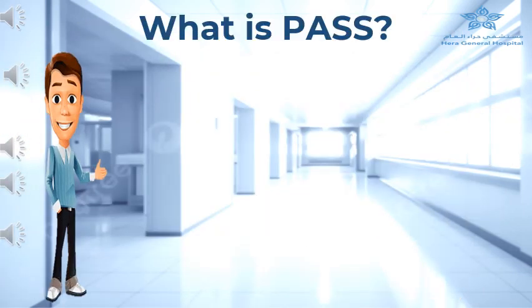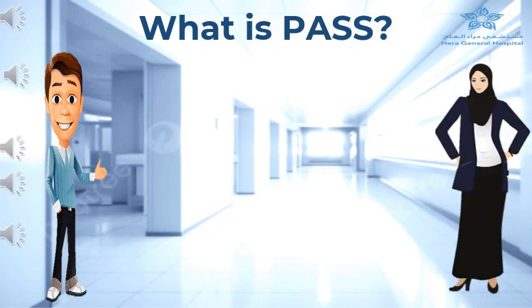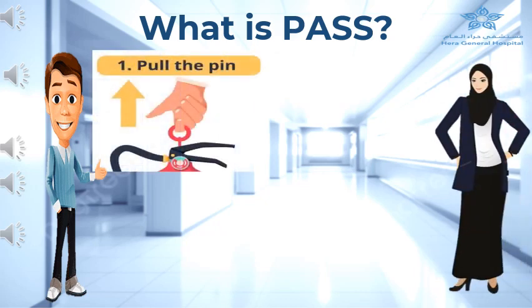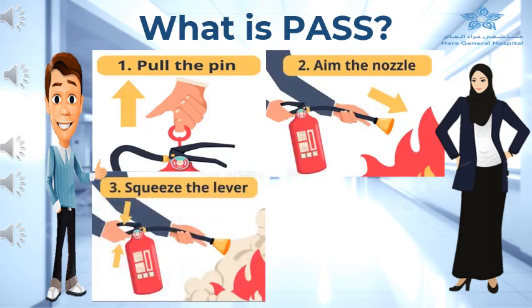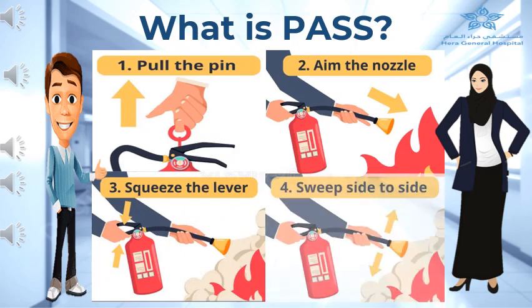What is PASS? Pull. Pulling the pin breaks the tamper seal, making the extinguisher ready for use. Aim. Aim at the base of the fire. Squeeze. Squeeze the handle to discharge the extinguisher at the fire. Sweep. Sweep from side to side, keeping the extinguisher pointed at the base of the fire until the fire has gone out. Be careful, as the fire could reignite. Repeat steps 2 to 4 if this is the case.